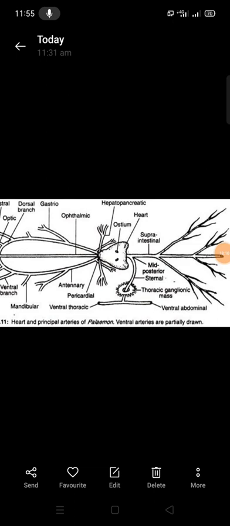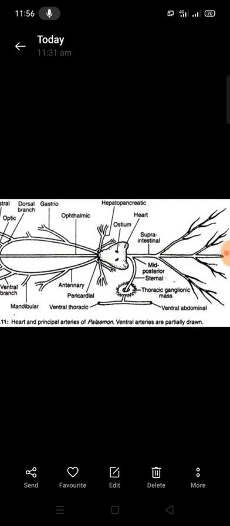And the second one is the hepatic artery. A pair of hepatic arteries arises from the heart on the ventrolateral side. The artery that supplies blood to the hepatopancreas is the hepatic artery. And the third one is the median posterior artery. It originates from the posterior end of the heart. It immediately divides into two branches, namely the supraintestinal artery and the sternal artery.